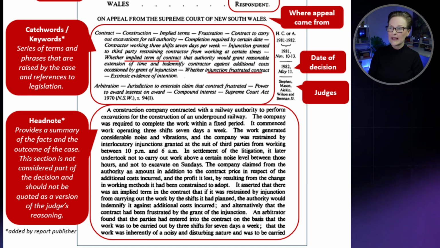So yes, your head notes and your catchwords and catchphrases at the beginning of a case are amazing, because they will provide you a very short and succinct summary and outline of what this case is about. So very powerful, very helpful information, but that does not mean that you do not need to read any further.